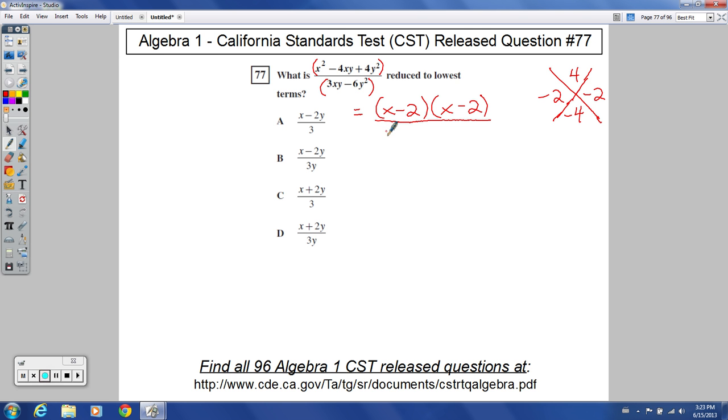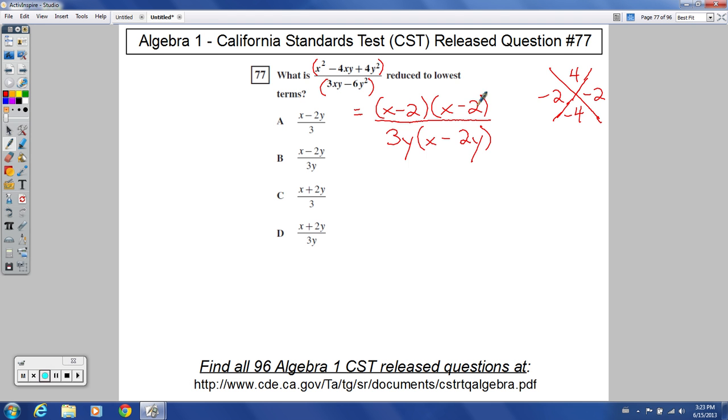Then down here you have 3, and it looks like you can factor a y out of both of those parts as well. So 3 and y can be factored out. 3y times x would give you 3xy, and 3y times negative 2y would give you negative 6y squared.